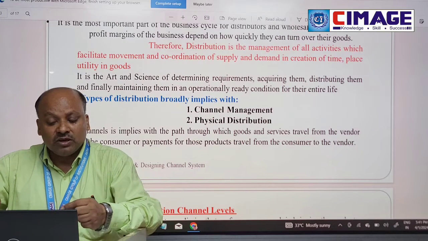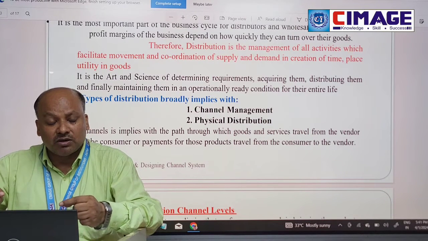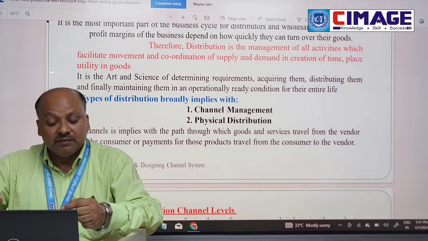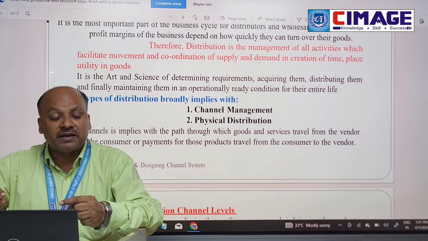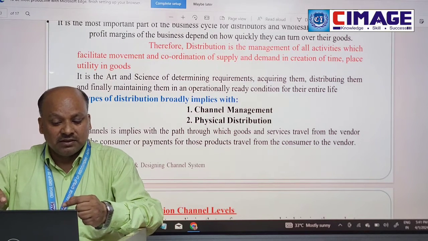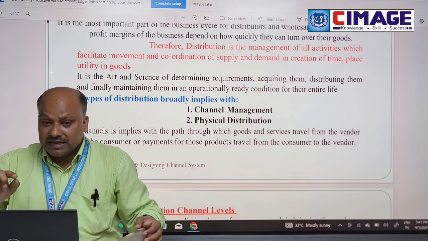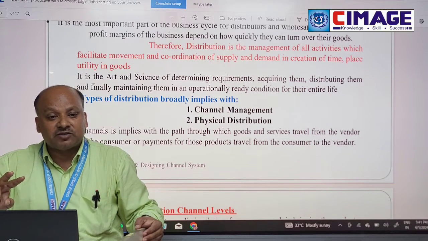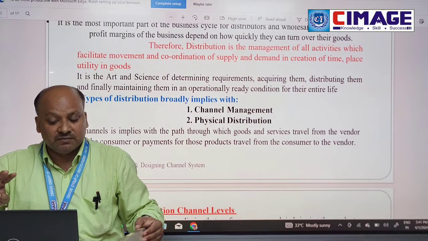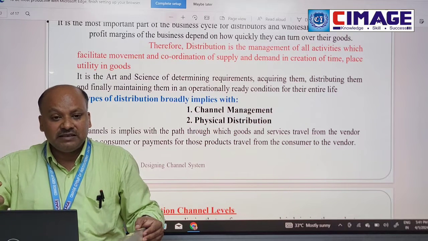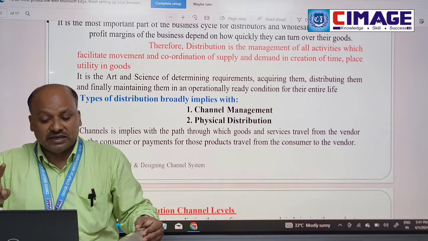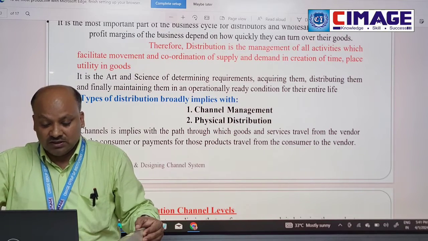Here also, if we discuss channel management, it means we are going to manage all aspects of the channels. And as I told earlier, there are two aspects of this distribution management system: one is channel management, and the other is physical distribution.